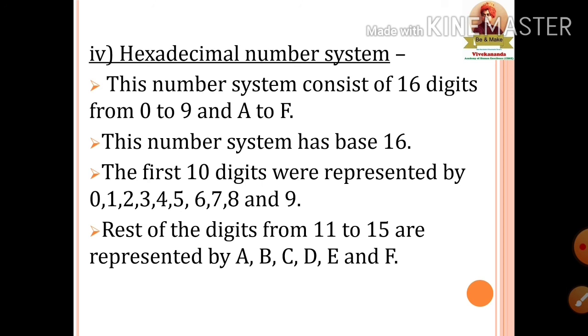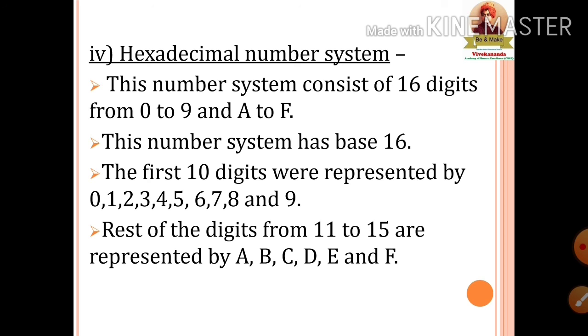Hexadecimal means, decimal means 10, deci means 10, and hexa means 6. 6 plus 10 is equal to 16. So hexadecimal is called a 16 digit number system. The base of this number system is 16. The first 10 digits are represented by 0 to 9 as in the decimal number system. But the numbers from 10 to 15 are represented with the help of A, B, C, D, E and F.